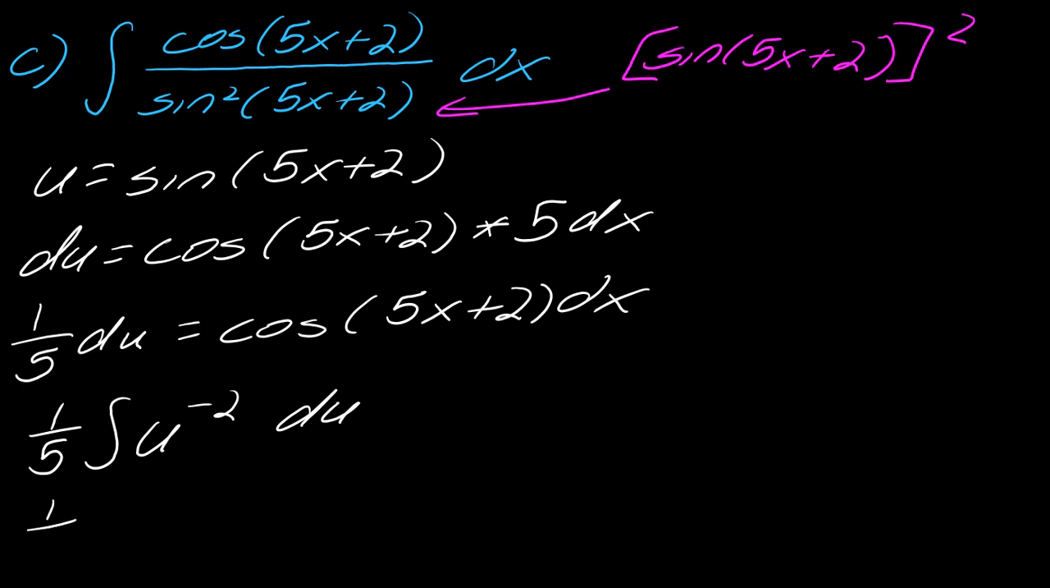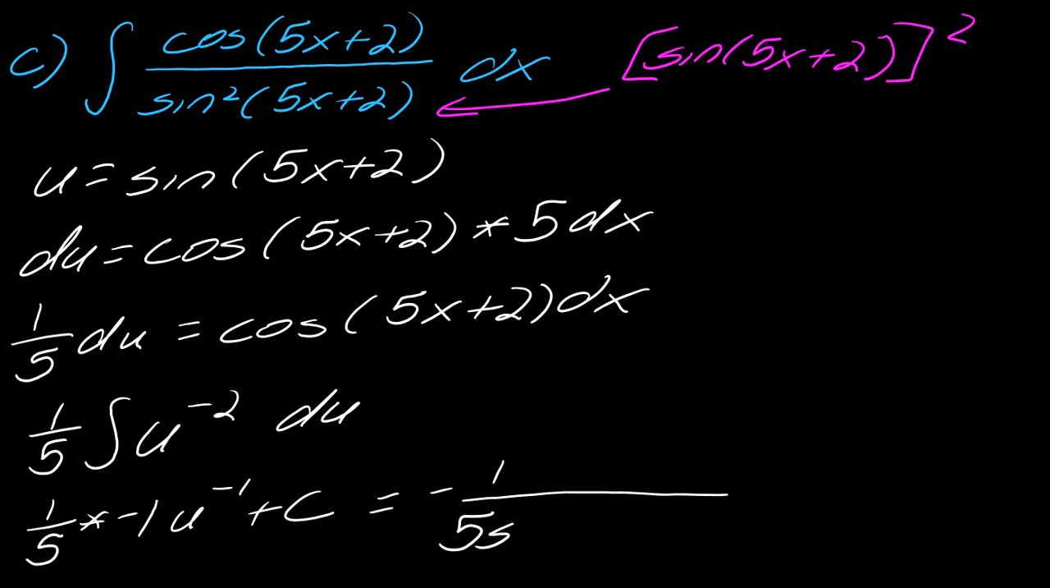So this will be 1 over 5 times -1 times u to the -1st plus c. So there's what I'm left with. So now I can write this as the final answer. This will equal -1 over 5 times sine of 5x plus 2, all of that plus c. And there's your answer.